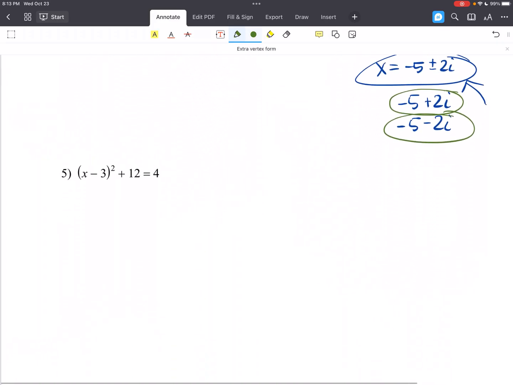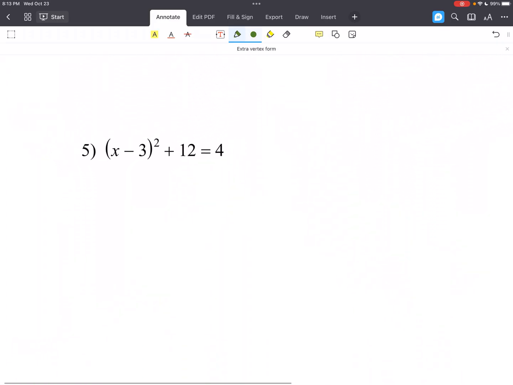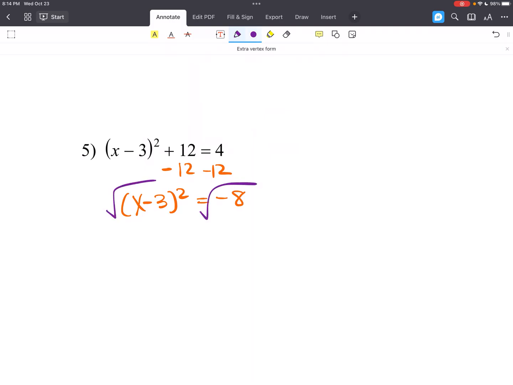Okay, we have one last one. So I need to subtract 12 from both sides. So x minus 3 squared is equal to negative 8. So again, imaginary. Take the square root of both sides.